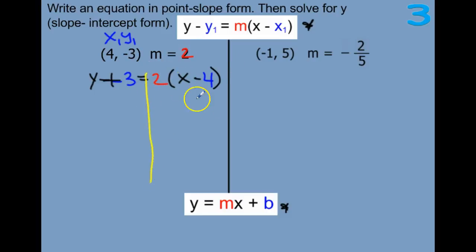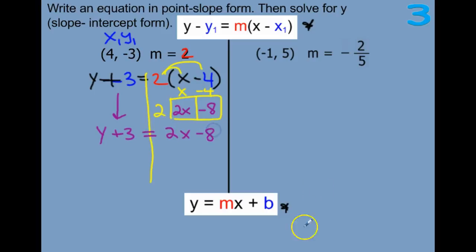So first, I see parentheses here. I know I need to distribute. If you want to draw a box to distribute, you can. Some of you can multiply like this without it. That's okay as well. So 2, and then x minus 4. So if we distribute this, 2 times x is 2x. 2 times negative 4, well, 2 times 4 is 8, and it's negative. So I'm going to rewrite this here. We have y plus 3 equals 2x minus 8.